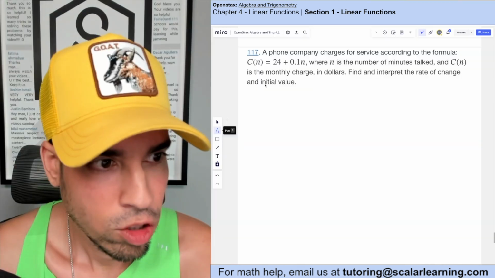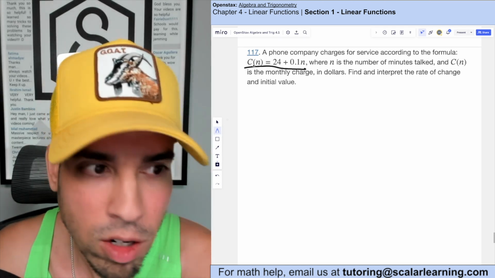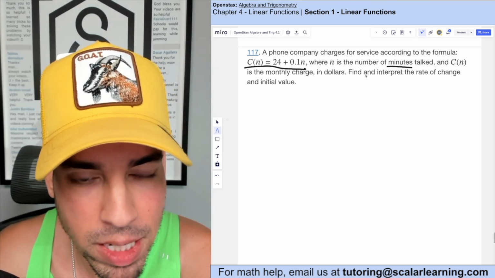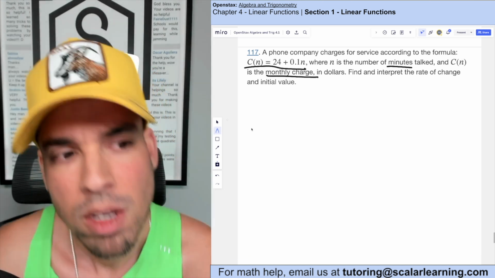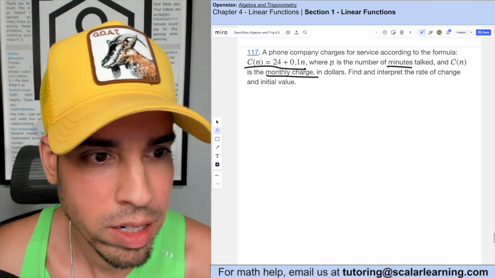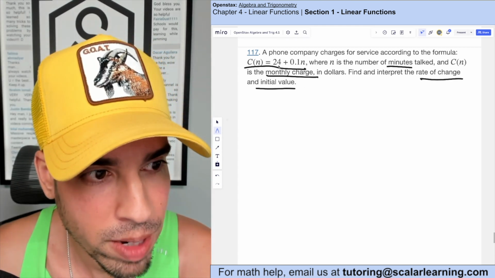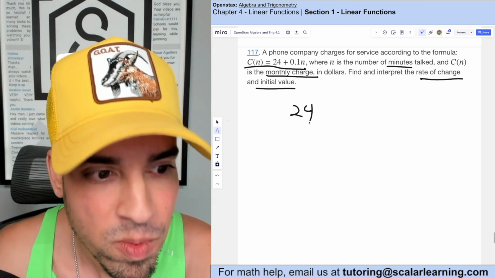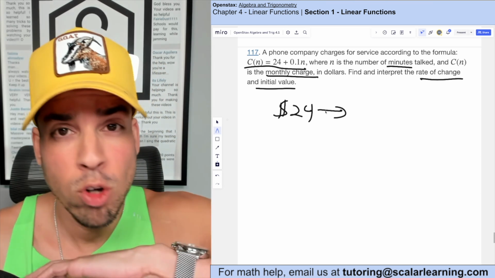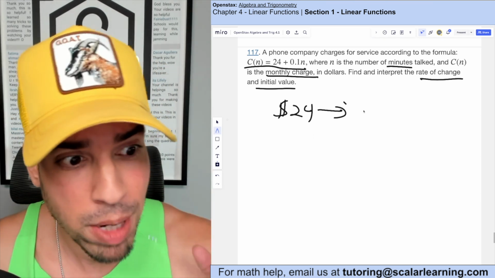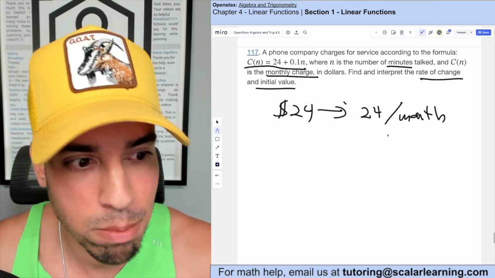Boom, done. So for this one, it says the phone company charges services according to this formula. This is the cost, where n is the number of minutes talked. C is not the cost, it's the monthly charge, excuse me. Maybe you can say cost, that's a similar idea. So they said, interpret the rate of change and the initial value. Initial value is my constant, that's standalone. What we can say that initial value is that no matter if you talk 0 minutes, your baseline paying $24 per month. So that's the baseline monthly charge.